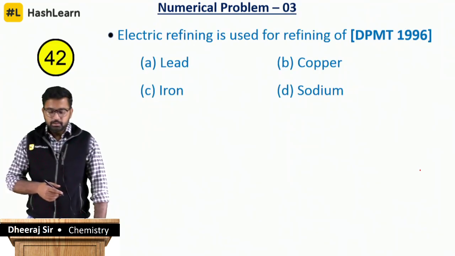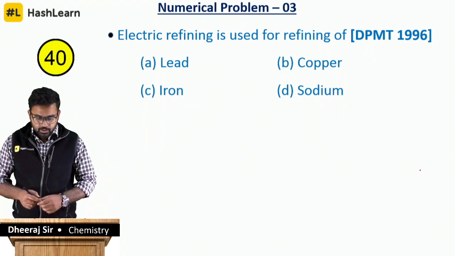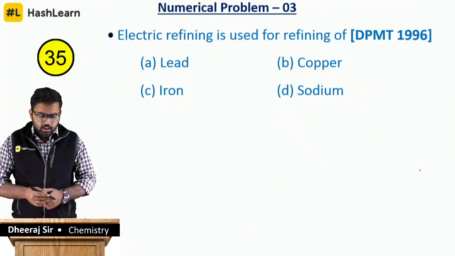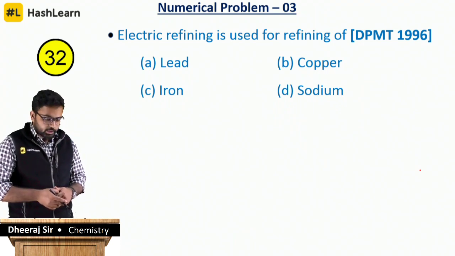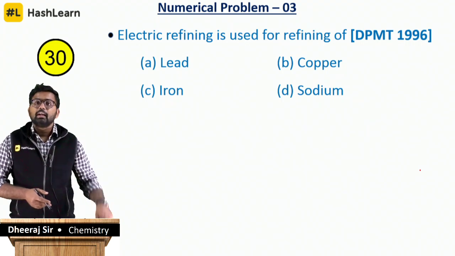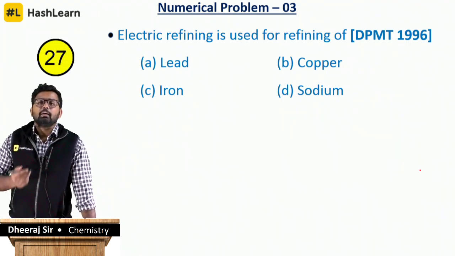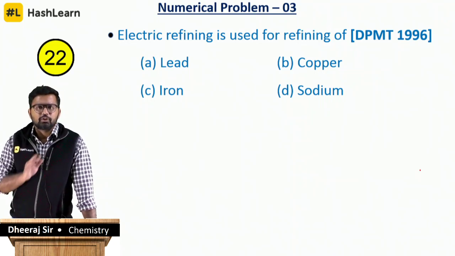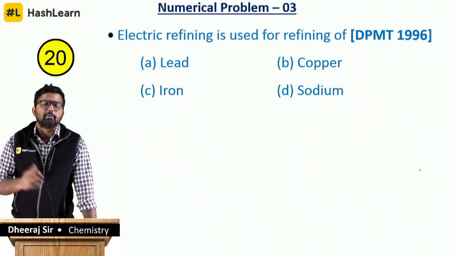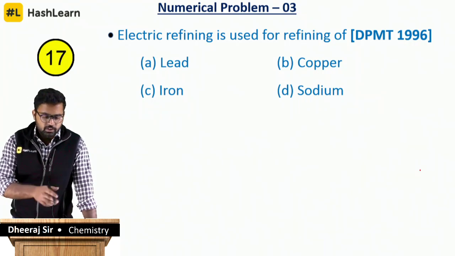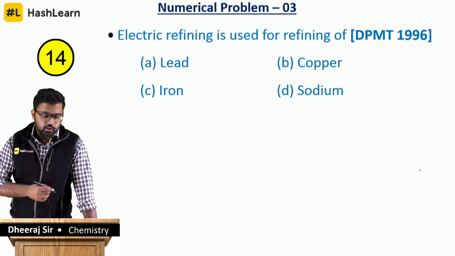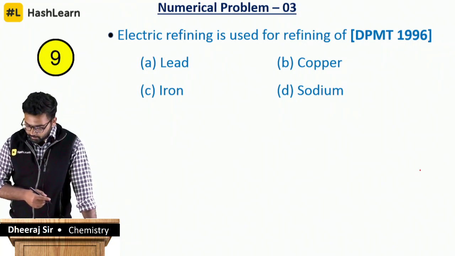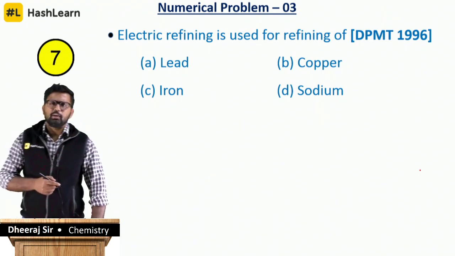Moving ahead, we have electric refining. Electric refining is again electrolytic refining method only. So electrolytic refining method is used for refining of what? We are not worried about the reduction part where we look at pyrometallurgy, electrolytic reduction, hydrometallurgy, auto reduction. No, we are not talking about those things. Those things come under the purview of reduction of metal oxides. We are just talking about the last step, which is electrolytic or electric refining. Which of the elements will undergo electric refining? These are all factual, guys. You have to know these things.